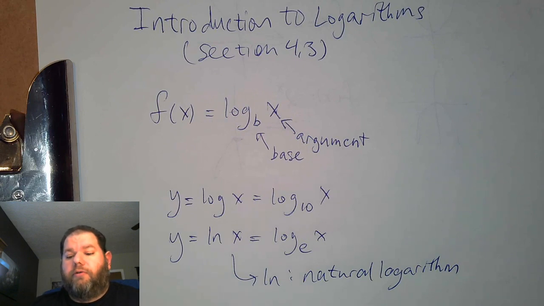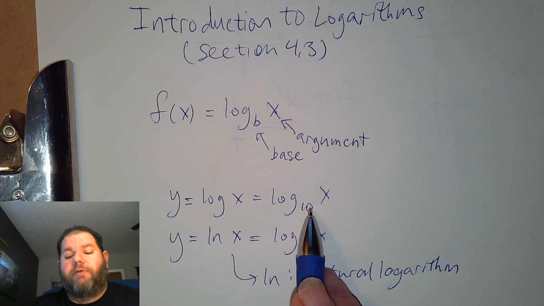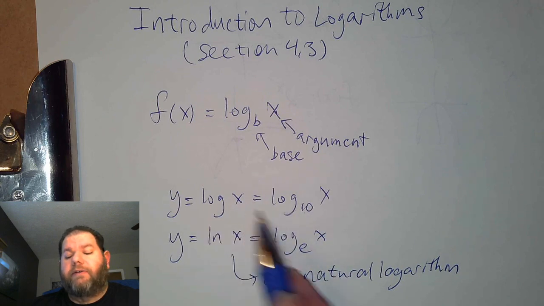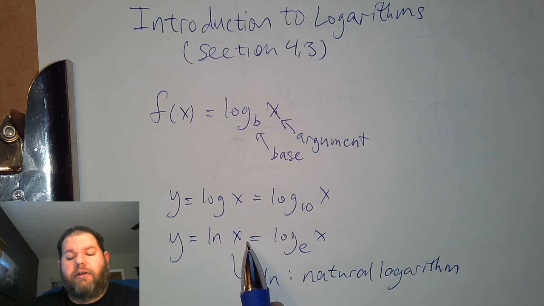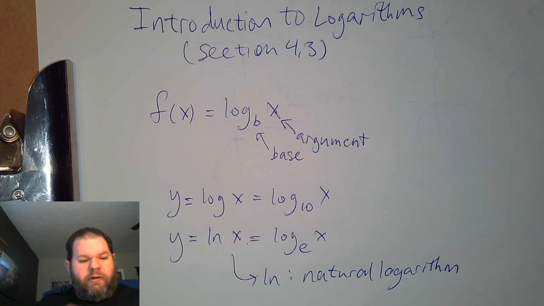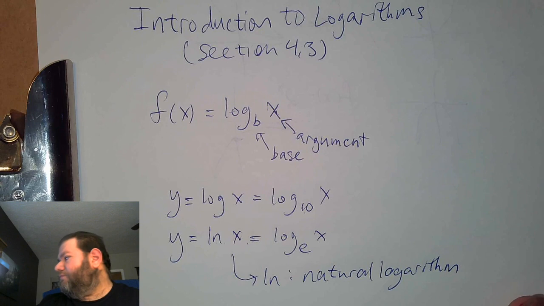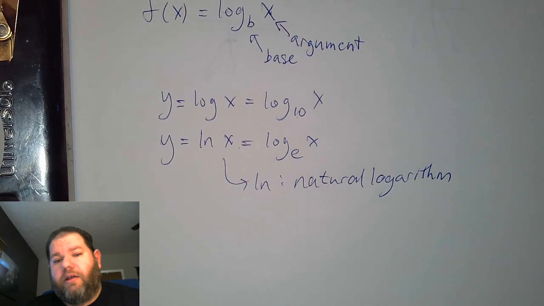So in general, our base can be anything, but if we specifically have base 10, then we can just write it as log x. And if we have base e, we can write it as ln x, or natural log of x. But the real question here is, what does it mean when we take a logarithm?